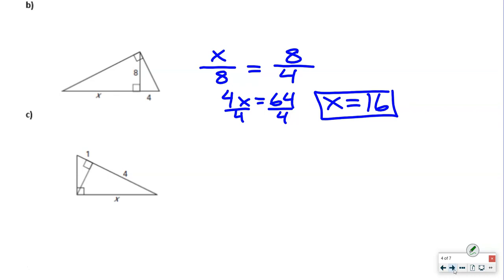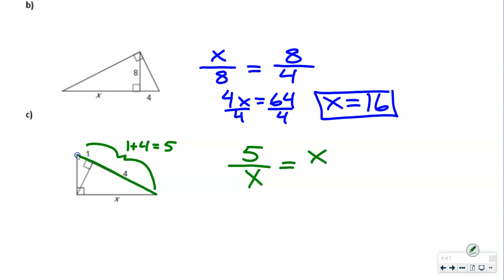So our hypotenuse is our entire, we have to remember this is the entire hypotenuse of our original triangle. So that's 1 and 4 together. So our hypotenuse is 5. And that's going to go over our leg, which is x. And that's going to equal our leg, which is x, over the part of the hypotenuse touching that leg, which is 4. 4 is the part of the hypotenuse that touches our side x.